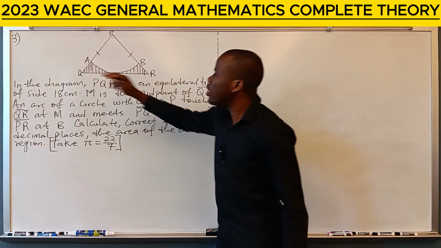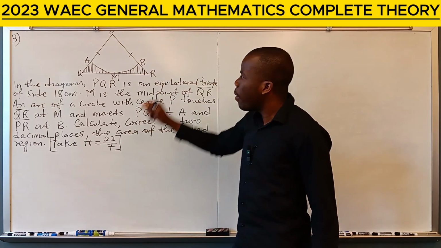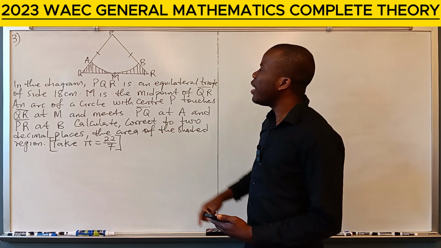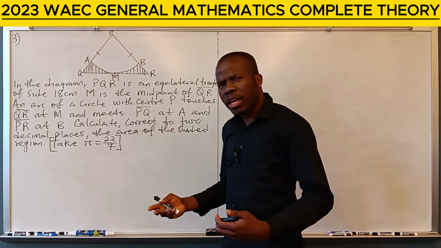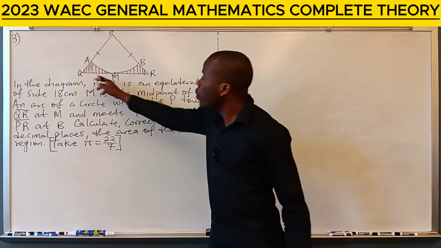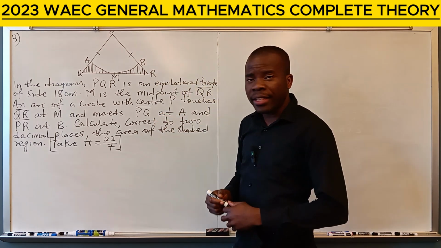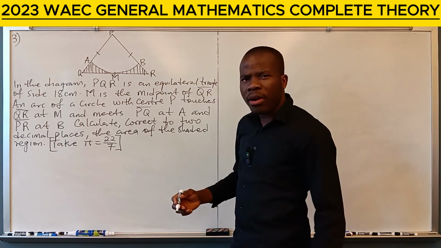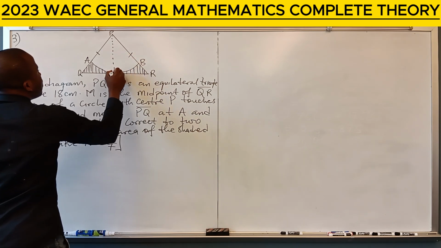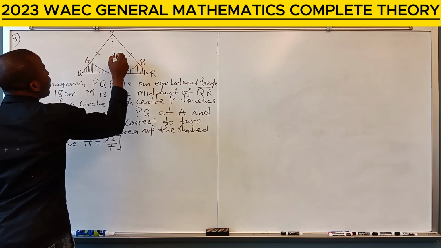To calculate the area of this shaded region, it's simply the area of the equilateral triangle minus the area of the sector. Now, for us to find the area of the equilateral triangle, what is area of a triangle? It is simply half base times height. We know the base. The base is 18 cm. And the height, we don't know. We need to find it. So we use Pythagoras theorem. So if we construct this, we can use Pythagoras theorem to get this height.